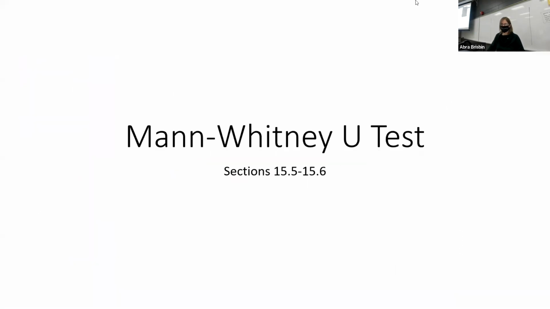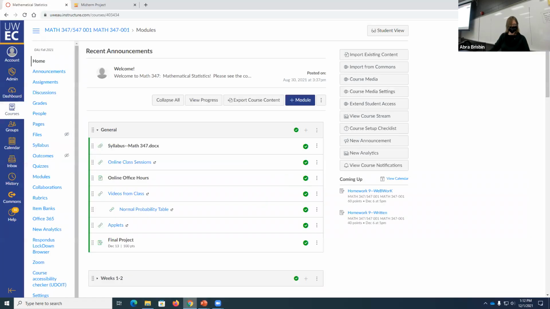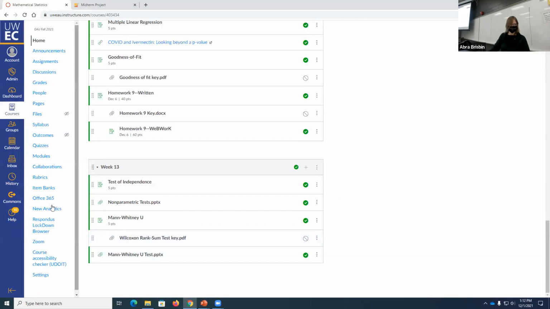Let's talk about the Mann-Whitney U test, otherwise known as the Wilcoxon rank sum test. So to get us started with this, take a look at parts A and B of problem 1 here. Vivian, this is the Mann-Whitney U activity.